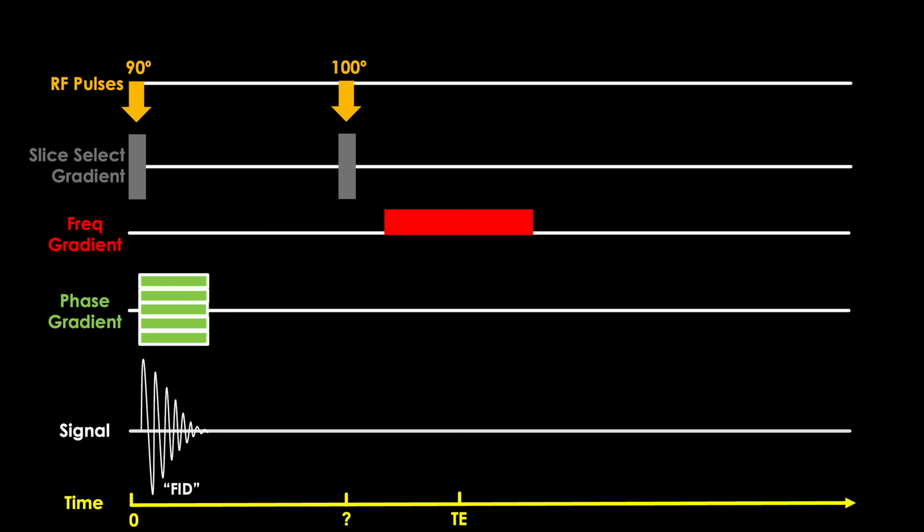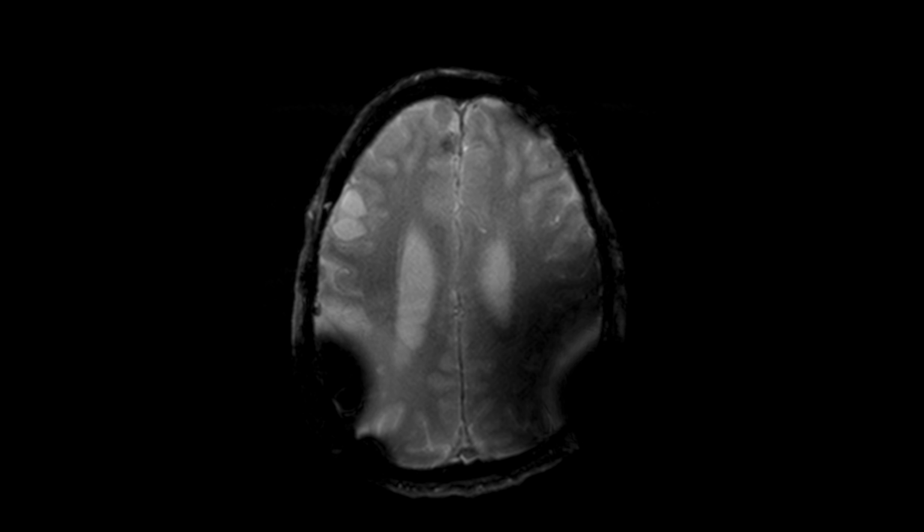Let's say we are able to generate a sufficient echo. It doesn't guarantee we'll get a pretty picture. In fact, it may look something like this. Not so great, right? And that's because there's a major problem we've been avoiding up to this point.